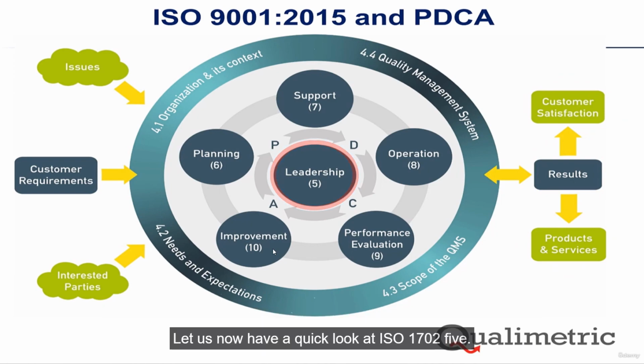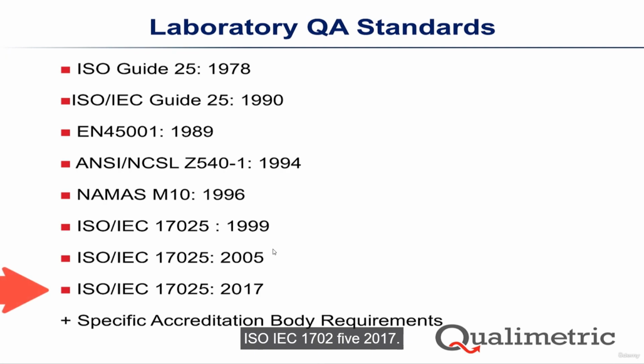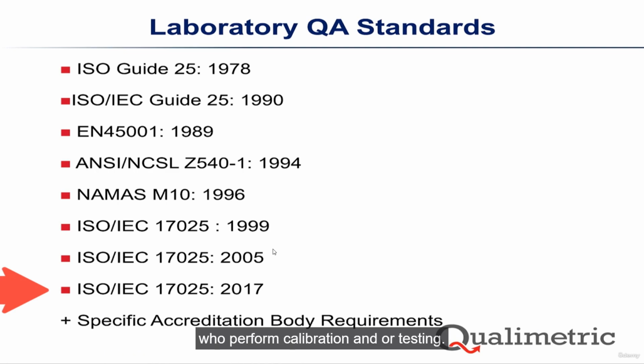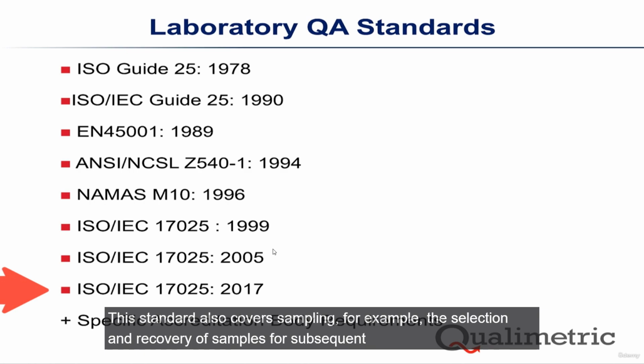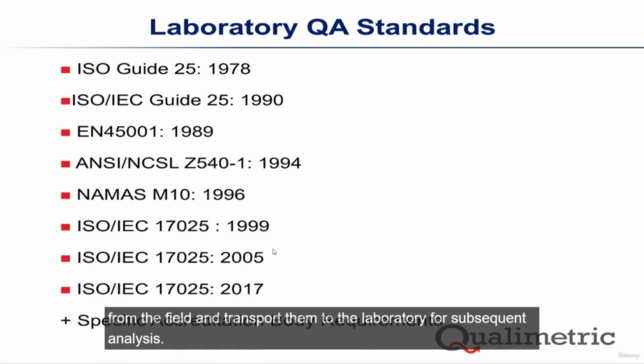Let us now have a quick look at ISO 17025. This standard started life as ISO Guide 25 in 1978 and through a series of revisions has now become ISO IEC 17025-2017. This standard is structured in a similar way to ISO IEC 17020, but is applicable to laboratories who perform calibration and or testing. This standard also covers sampling, for example the selection and recovery of samples for subsequent testing. An example of this would be a laboratory who conducts drinking water analysis, who may also collect samples from the field and transport them to the laboratory for subsequent analysis.